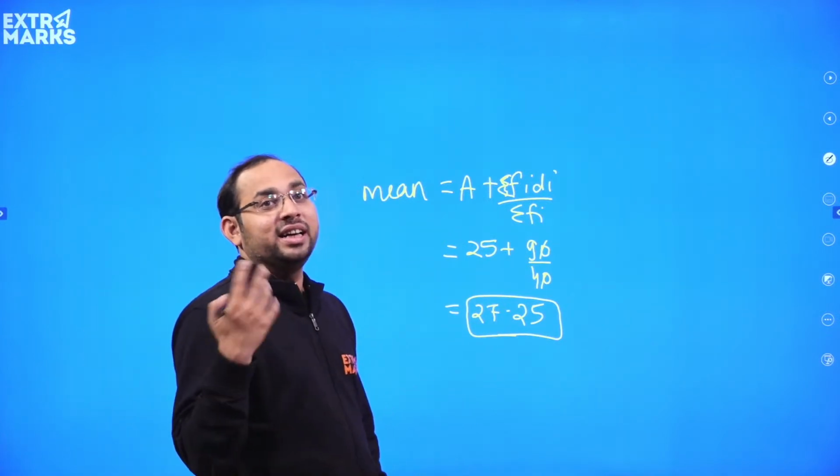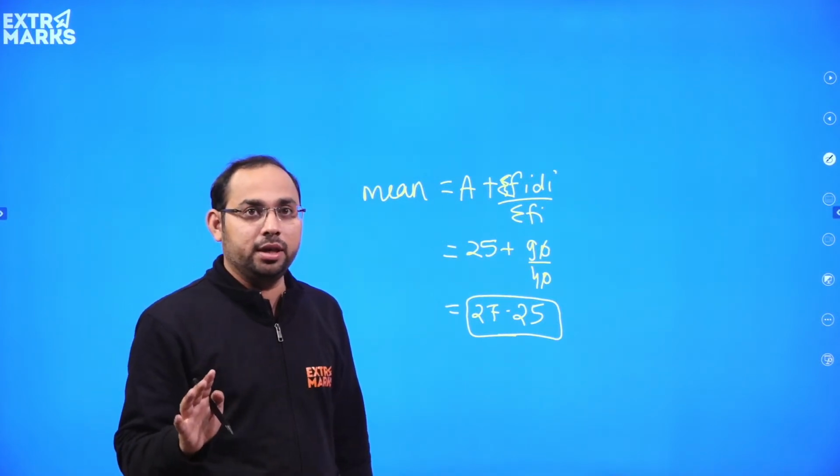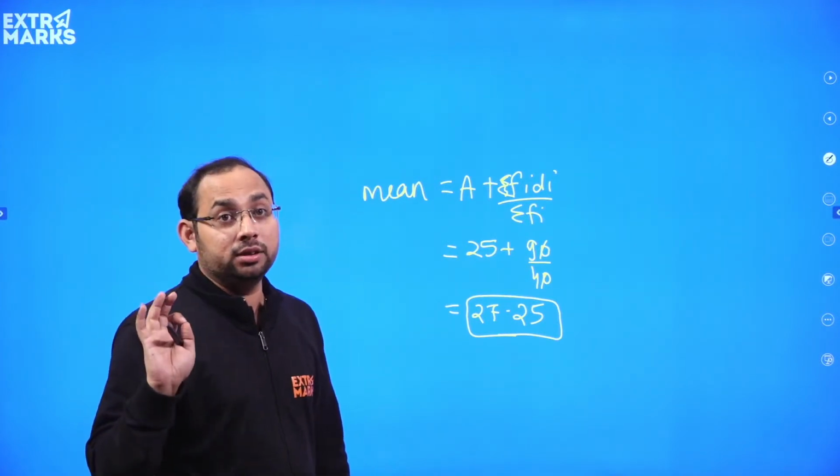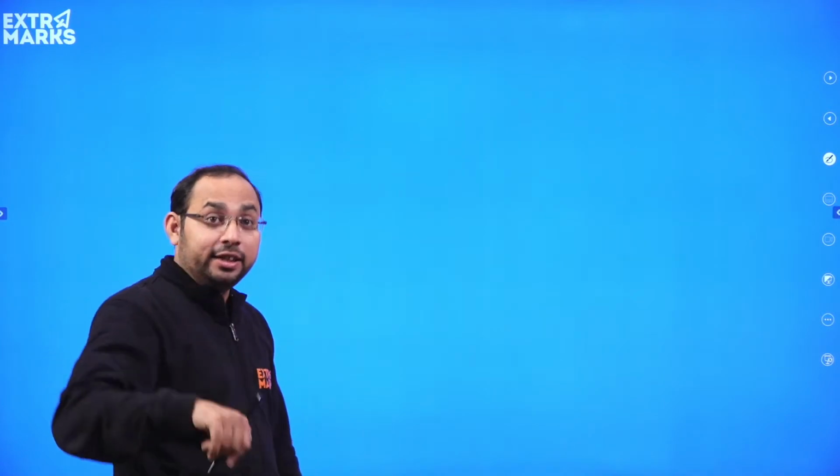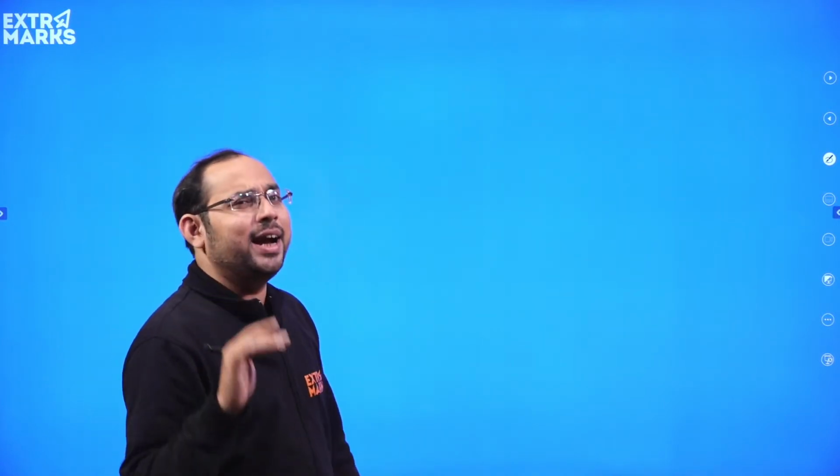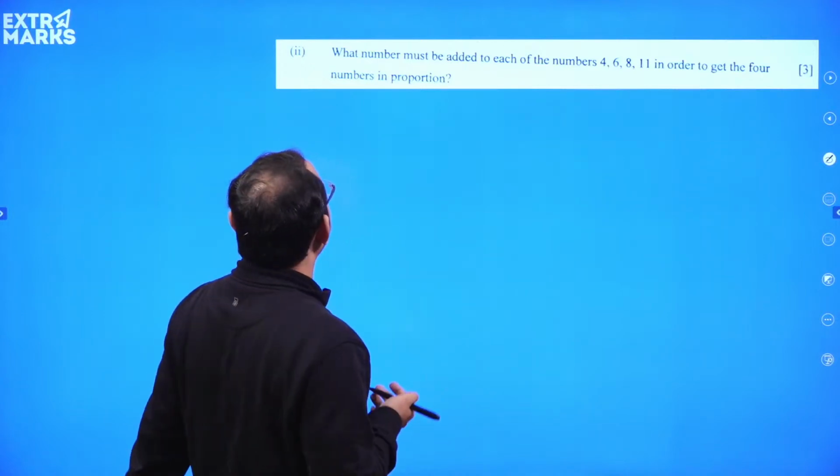Okay, I mean you can get sympathy marks, half mark or 1 mark, something like that, but technically speaking 0 marks. Okay, because the method was specified in the question itself. Had they only written to find the mean, you could have done that. Okay, let's move forward. Let's see the second part of the question.